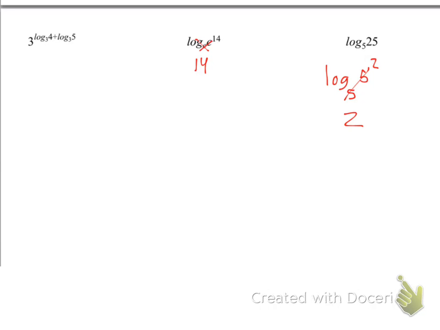So hopefully you're pretty happy about all of this. But now we've got to go back to that first one. Those last 2 examples, that was the second inverse. Now we're going back to the first inverse property. 3 to the log base 3 of 4 plus log base 3 of 5. I think there's a couple ways we can handle this. Let's do 2 different ways.